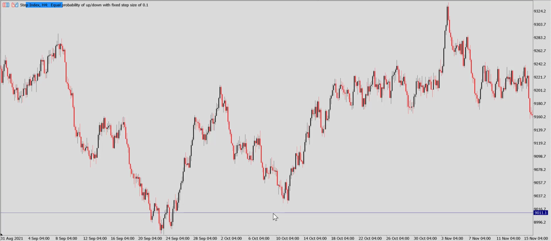Where is your 78.6 retracement? Where is your 61.8 retracement? Where is your 32.8 retracement? Where is your 50% retracement? Where is the equilibrium? Where is a discount?